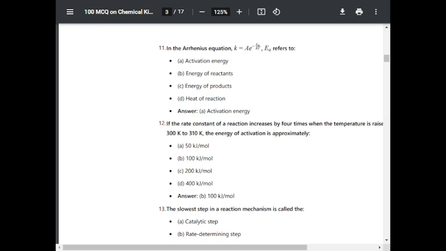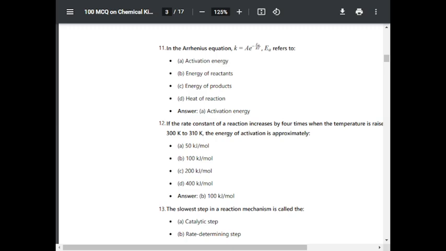Question number 12. If the rate constant of a reaction increases by 4 times when the temperature is raised from 300 Kelvin to 310 Kelvin, the energy of activation is approximately. You have to calculate it. The correct answer will be 100 kilojoule per mole.